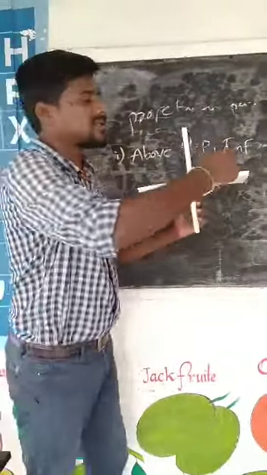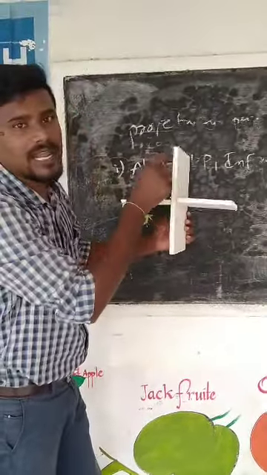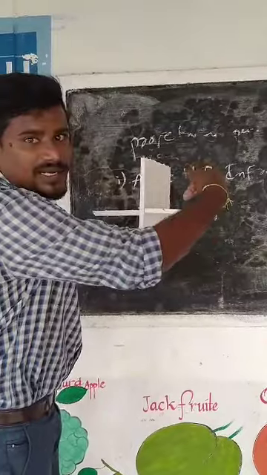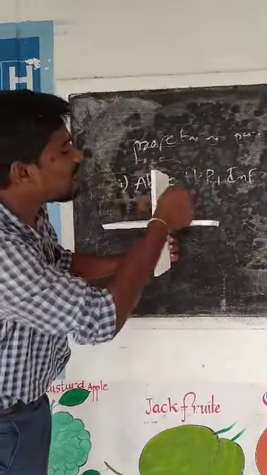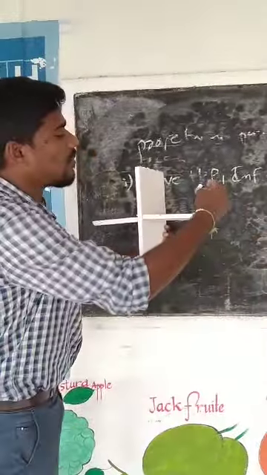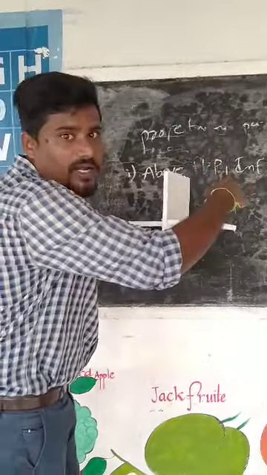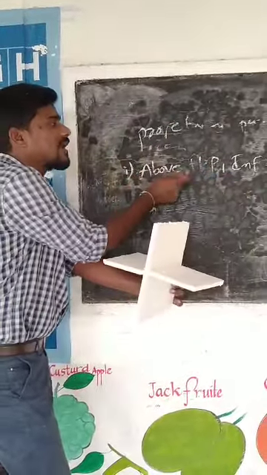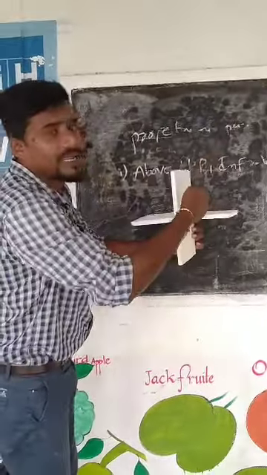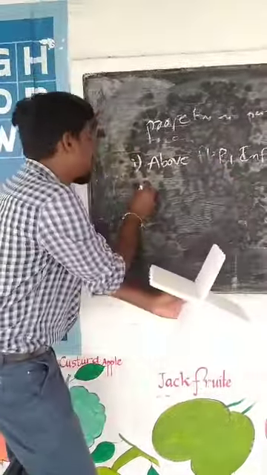That means this is the horizontal plane and this is the vertical plane. This is the first quadrant: above the horizontal plane and in front of the vertical plane. That means the required point lies in the first quadrant. The first condition is above the HP and in front of VP.